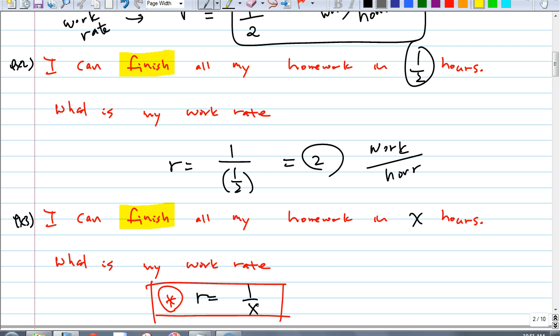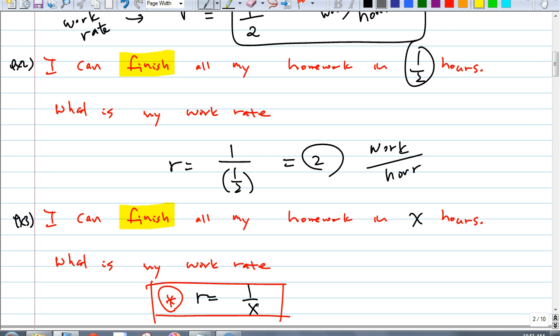Yes, Anna? What if I can finish half my homework in X hours? Right, then it's going to be different. That's very good. If you could do half of your homework in 1 hour, it'll be 1 over 2 over 1, which is half. Very good.